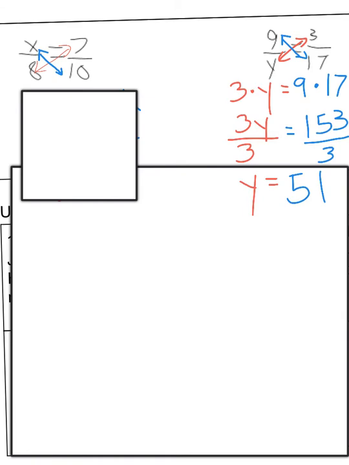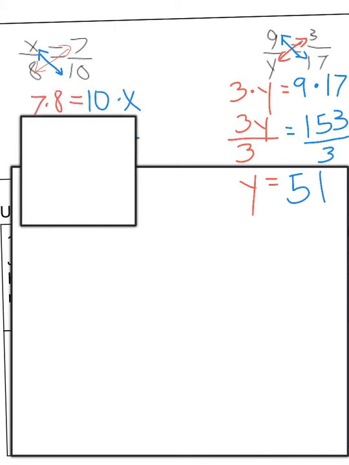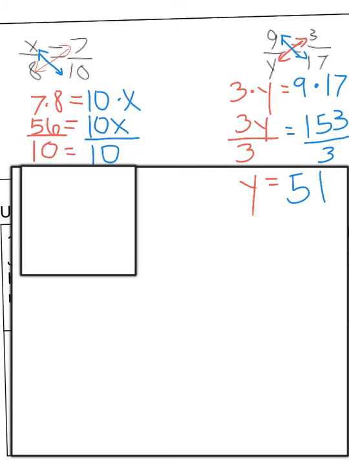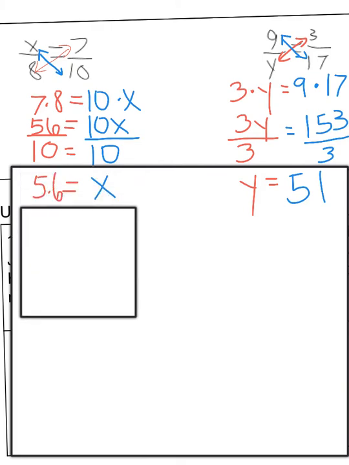So the first thing that we do, we can see here, we cross multiply, and that leaves us with 7 times 8 equals 10 times x. Next, we take our next step. 7 times 8 is equal to 56, and 10 times x is equal to 10x. Now, we want to undo our multiplication by dividing, so we divide both sides by 10, and that leaves us with 5.6 equals x, because 56 divided by 10 is 5.6.